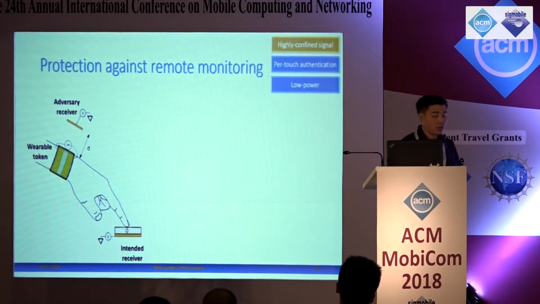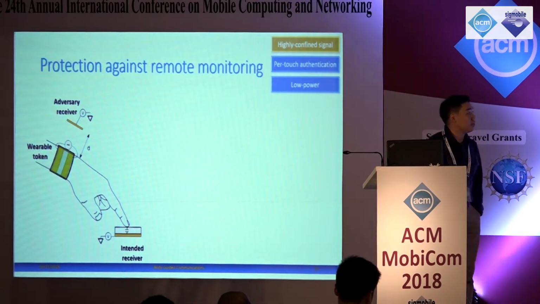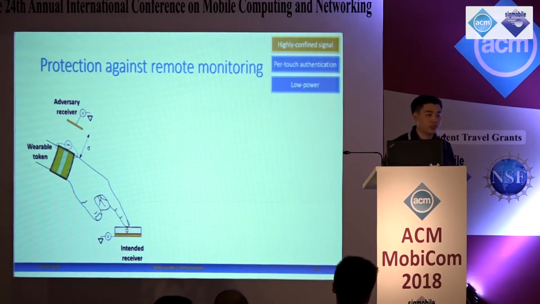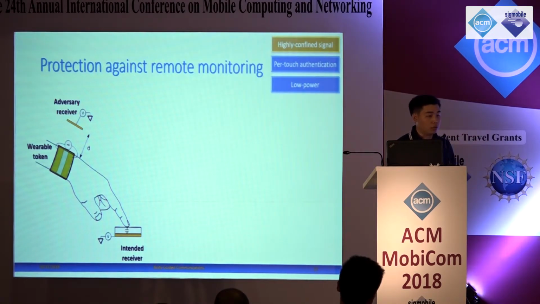Okay, so now let's go back to the three main advantages of our technique. The first one is that this technique is able to highly confine the signal. We measure the received signal at an electrode that is a small distance from the wearable touch token, and also measure the received signal at the intended receiver.